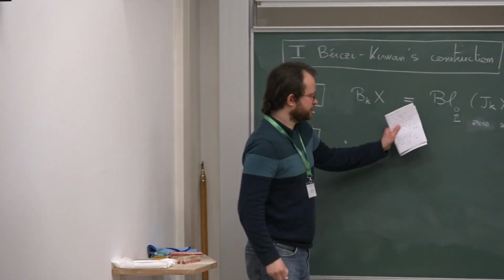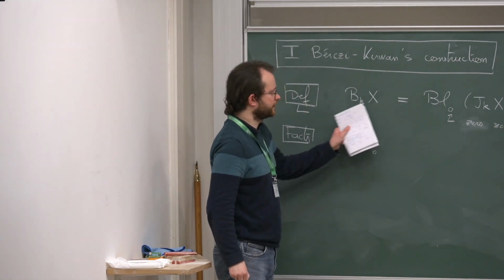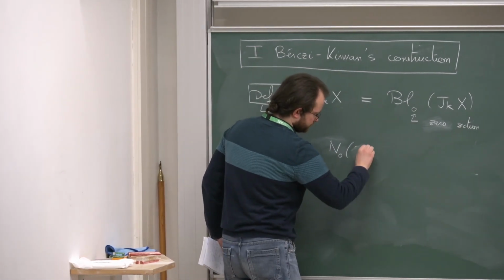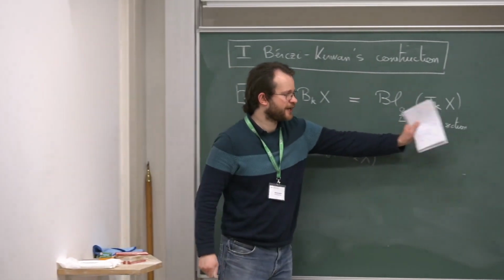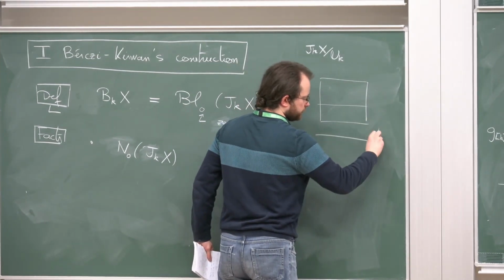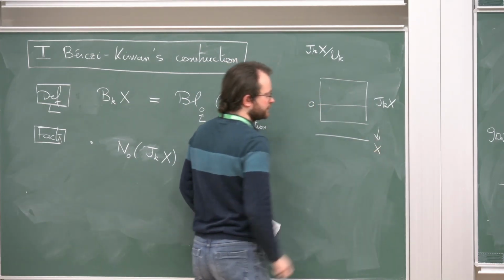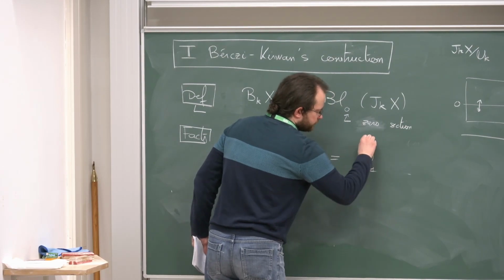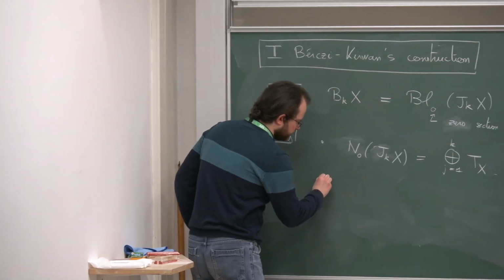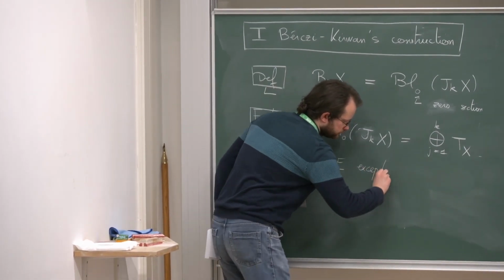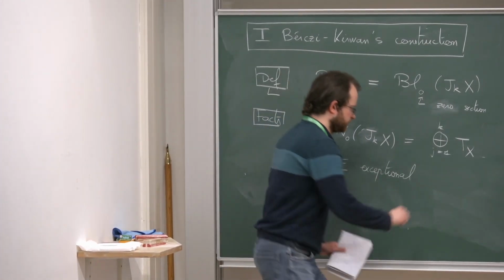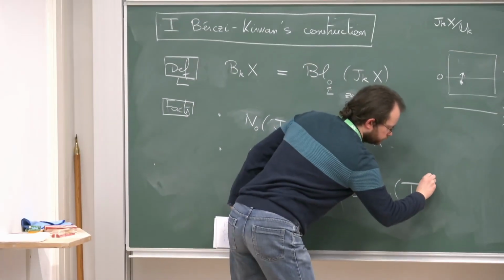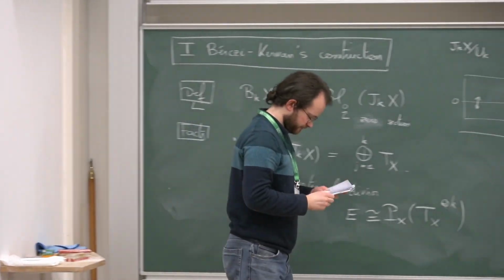First of all, what do you obtain as an exceptional divisor? Well, you have to look at the normal bundle to the zero section inside J_K X. The zero section identifies with X. You have J_K X here, the zero section X here, and you want to understand what its normal bundle over X is, and it is simply the sum of copies of the tangent bundle up to order K. So the exceptional divisor is isomorphic to the projectivized bundle over X of that space. Alright, so you have that.